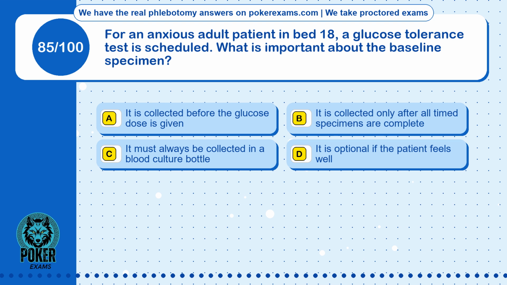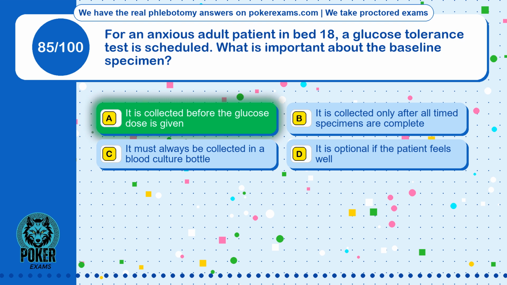Question 85. For an anxious adult patient in bed 18, a glucose tolerance test is scheduled. What is important about the baseline specimen? Option A. It is collected before the glucose dose is given. Option B. It is collected only after all timed specimens are complete. Option C. It must always be collected in a blood culture bottle. Option D. It is optional if the patient feels well.